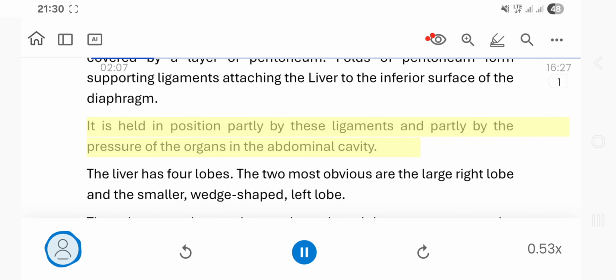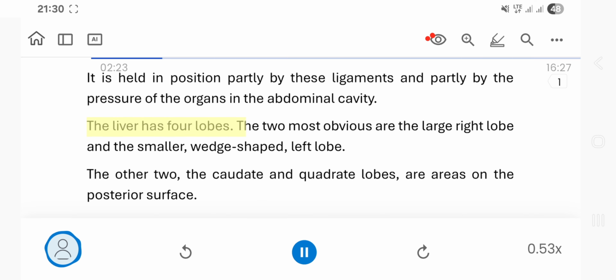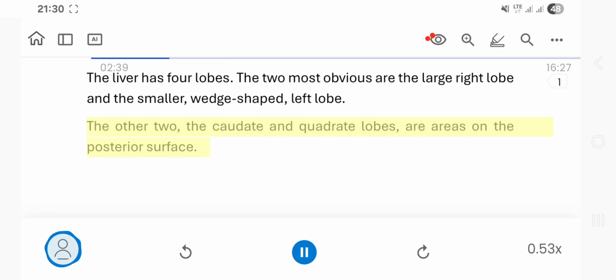It is held in position partly by these ligaments and partly by the pressure of the organs in the abdominal cavity. The liver has 4 lobes. The two most obvious are the large right lobe and the smaller, wedge-shaped, left lobe. The other two, the caudate and quadrate lobes, are areas on the posterior surface.